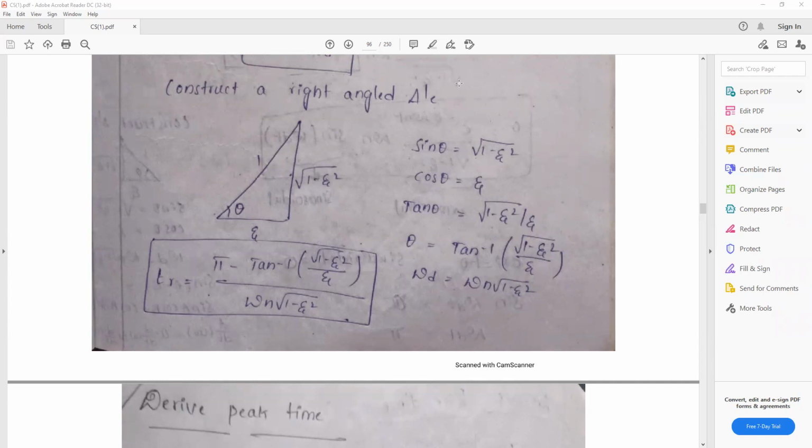What are the 5 time domain specifications? Delay time, rise time, peak overshoot, and the setting time. Derive these time domain specifications and solve the different problems. This is very important.